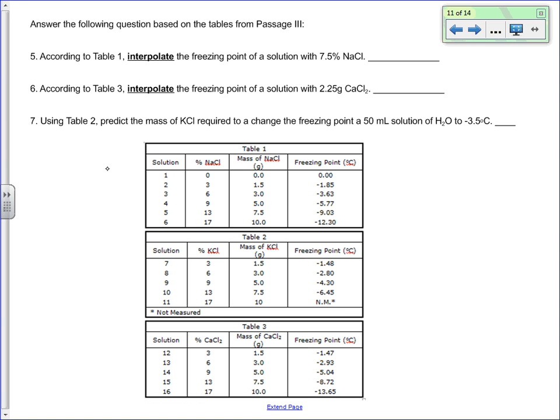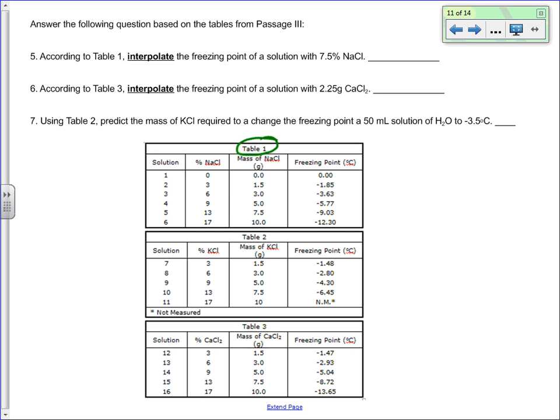If you are pressing play at this point, then you can get into questions 5, 6, 7, and 8 and are ready to go through the answers. So let's get started with question 5. We have a volunteer to go through question 5 for us. Thank you, sir. So according to table 1, interpolate the freezing point of a solution with 7.5% NaCl.